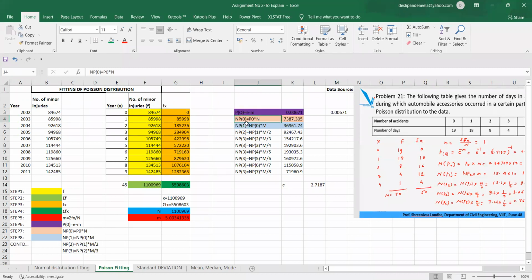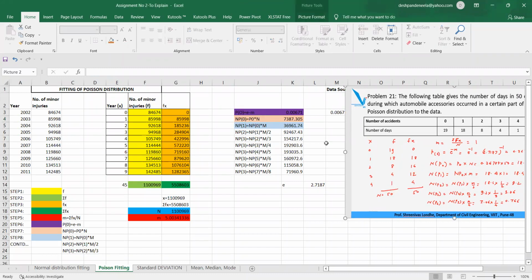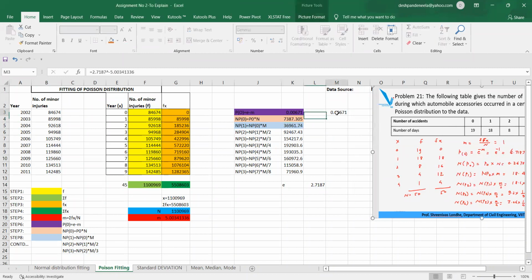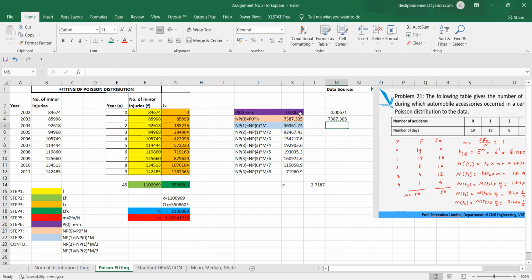What is next? P0 into n. We know how much is n. So let us calculate that. N, do we know that? Yes, 1100969. P0, do we know that? Yes, it is over here. So this will be equal to, I can do it directly here, P0 into 1100969. It is 7.305.